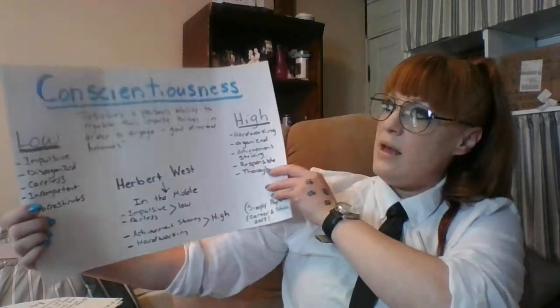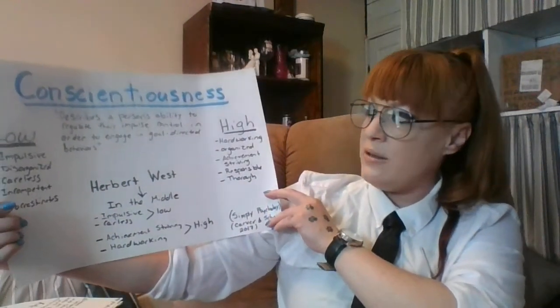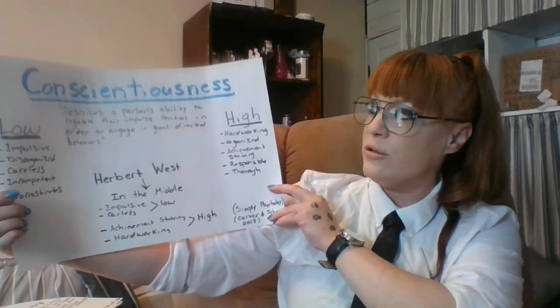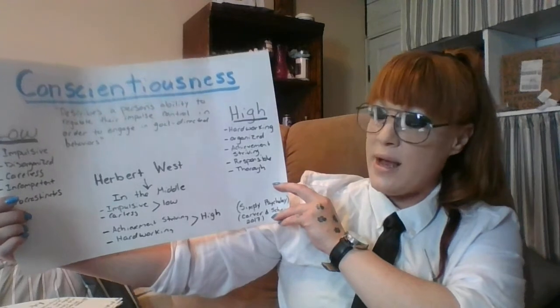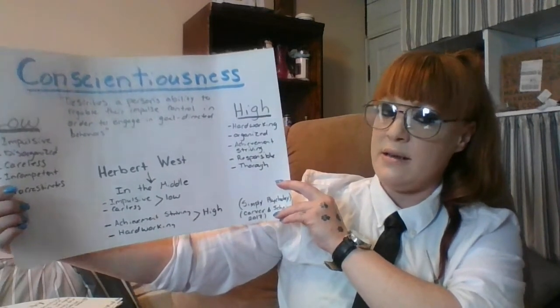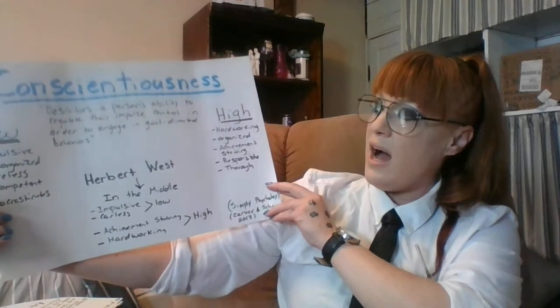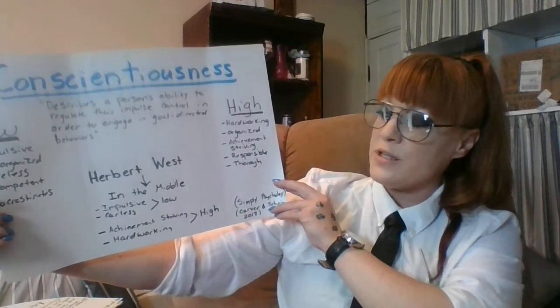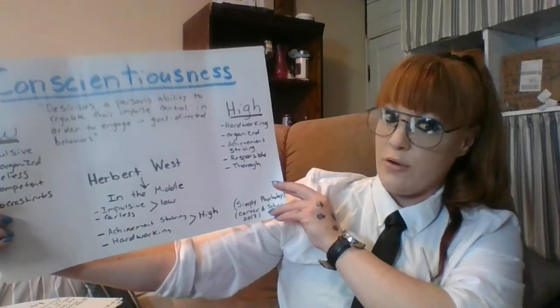Okay. Moving on to conscientiousness. It describes a person's ability to regulate their impulse control in order to engage in goal-directed behaviors. On the low end, they are impulsive, disorganized, careless, incompetent, and procrastinate. On the high end, they are hardworking, organized, achievement-striving, responsible, and thorough.